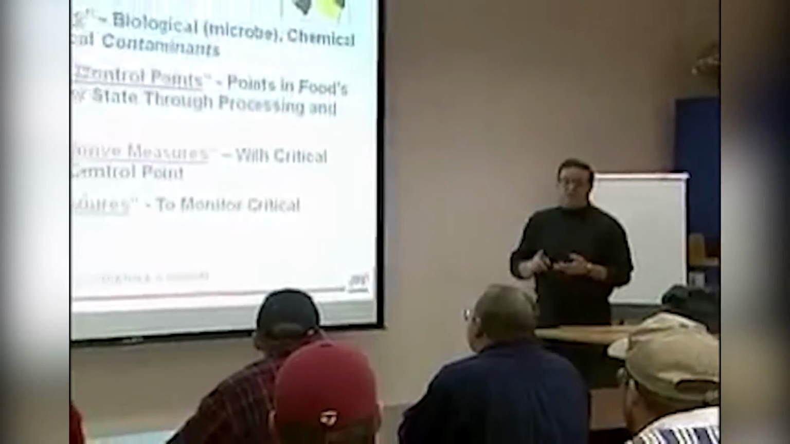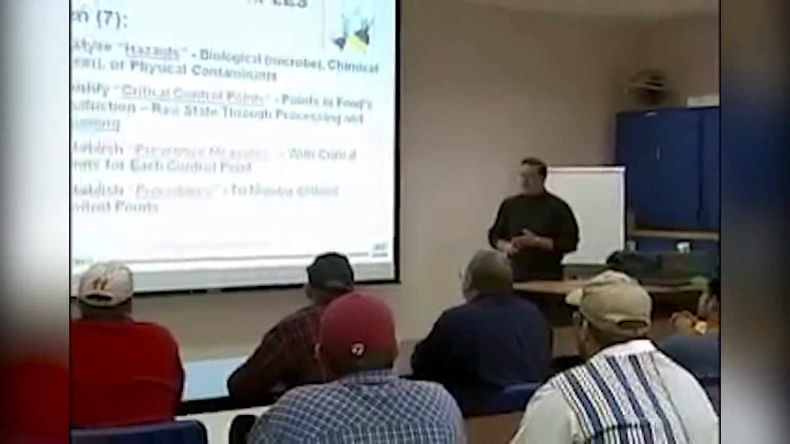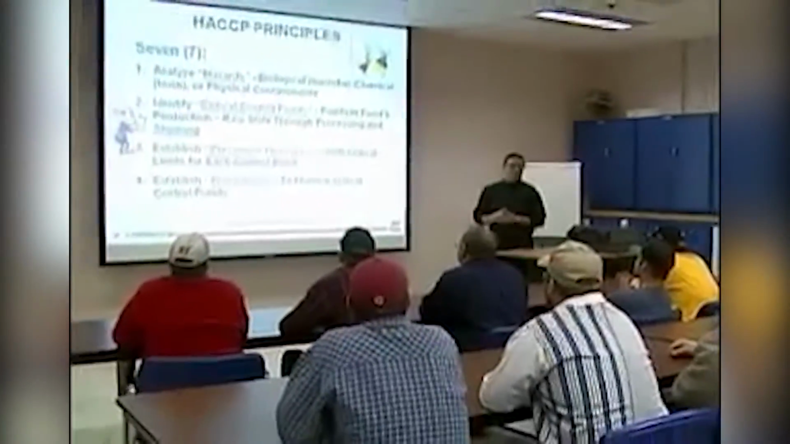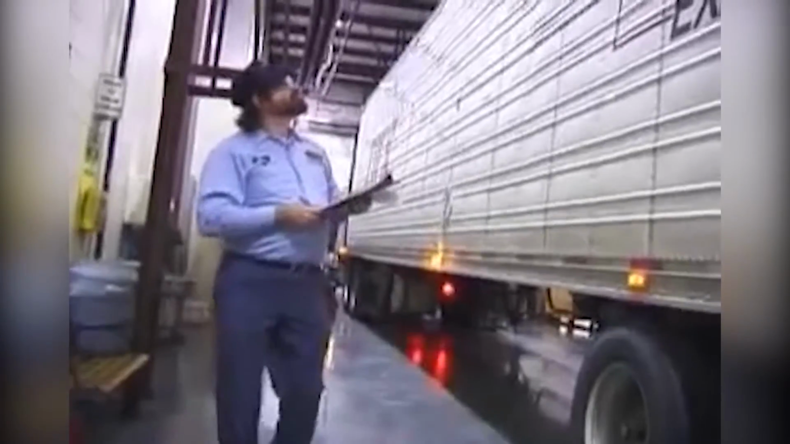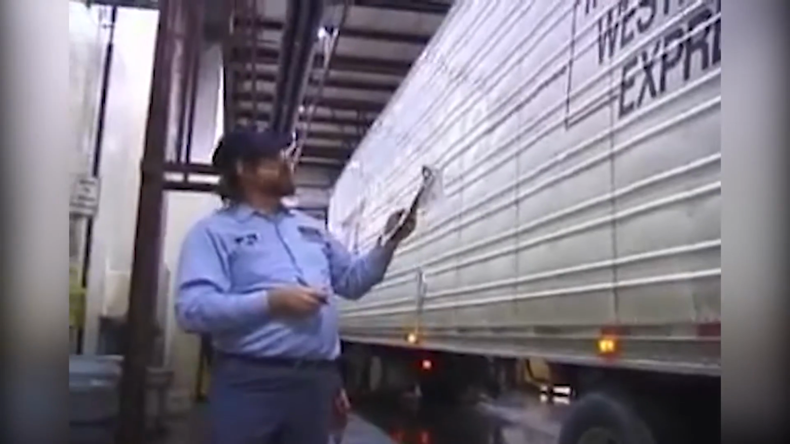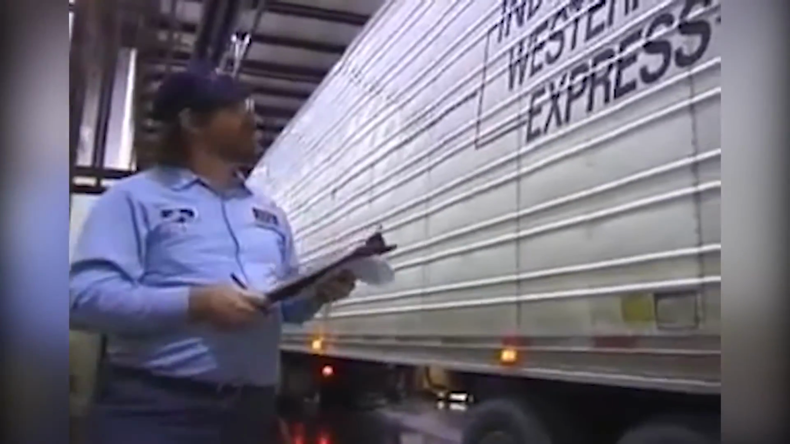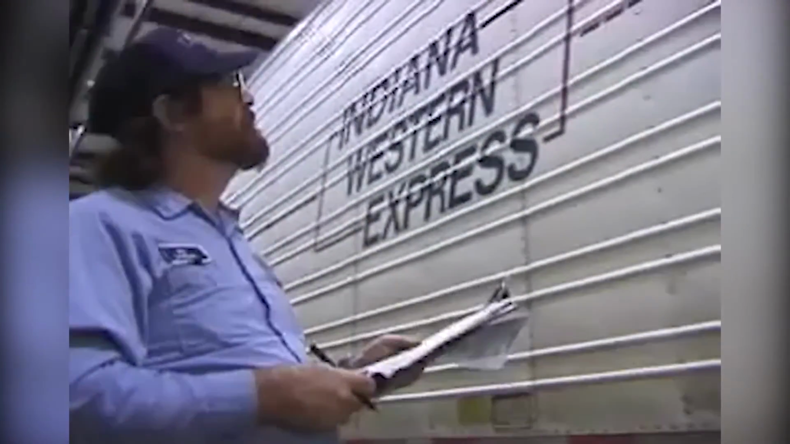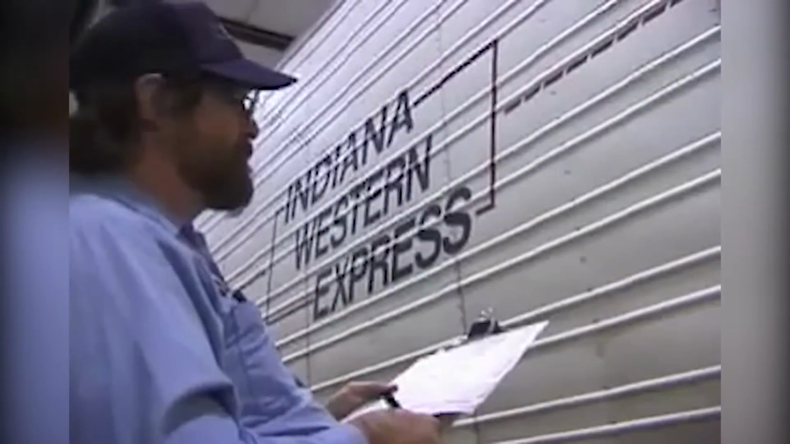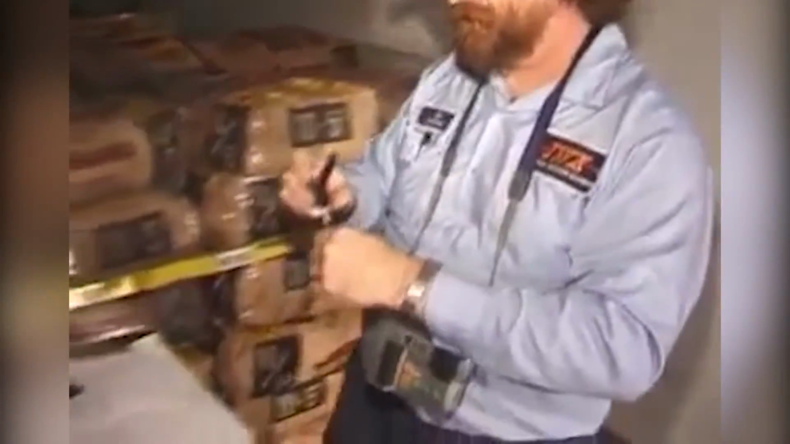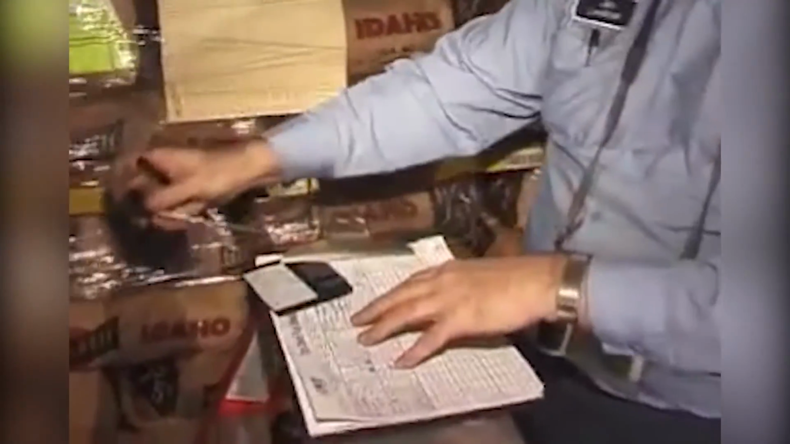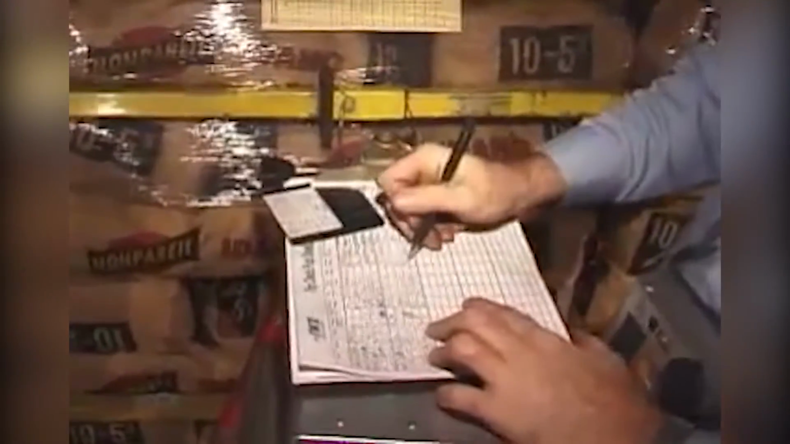You can understand and adhere to food safety regulations. Establish a HACCP program in your organization. Analyze the hazards. Identify the critical control points and establish preventive measures with critical limits for each control point. Establish procedures to monitor the critical control points and corrective actions to be taken when the monitoring shows critical limits have not been met.